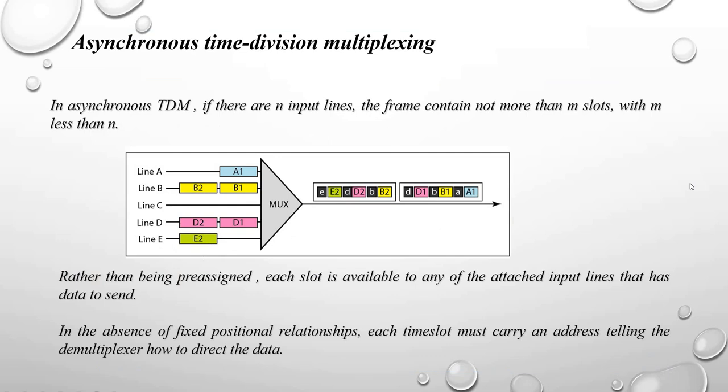On the other hand, in asynchronous time division multiplexing, if there are n input lines, the frame contains not more than m slots, with m less than n. In this example, we have 5 input lines, but the number of time slots in each frame is only 3. Rather than being predefined, each slot is available to any of the attached input lines that has data to be sent. In the absence of fixed positional relationships, each time slot must carry an address telling the demultiplexer how to direct the data.